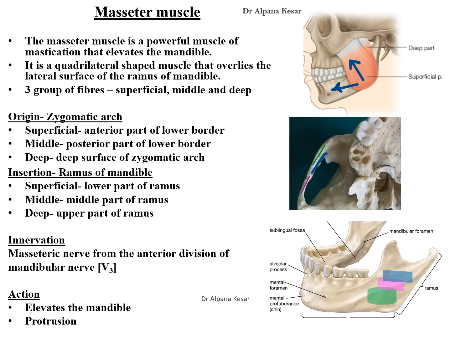Masseter muscle. Masseter is a quadrilateral shaped muscle that overlies the ramus of mandible. It is a powerful muscle of mastication that helps to elevate the mandible to close the mouth. This muscle has three groups of fibers: superficial, middle, and deep. The origin of all the three groups of fibers is from the zygomatic arch, and the insertion of all the three groups of fibers is on the lateral surface of the ramus of the mandible.